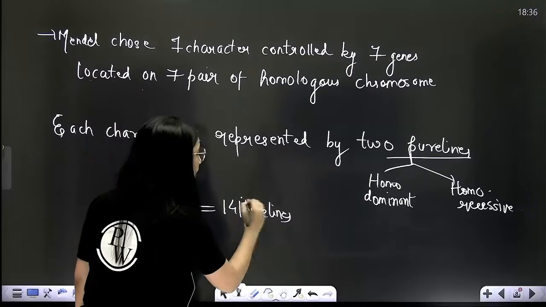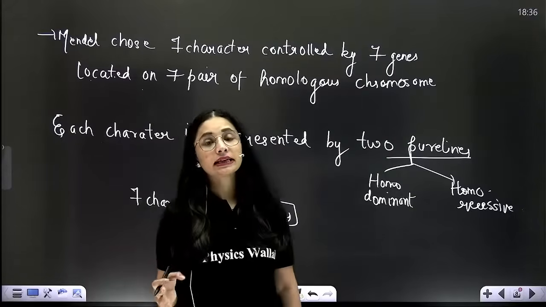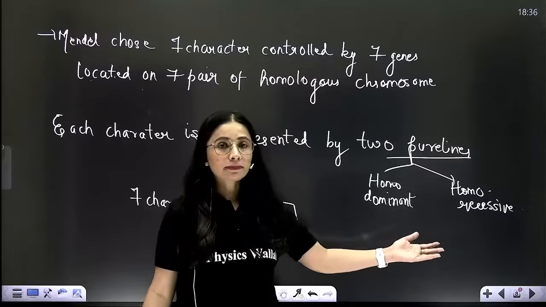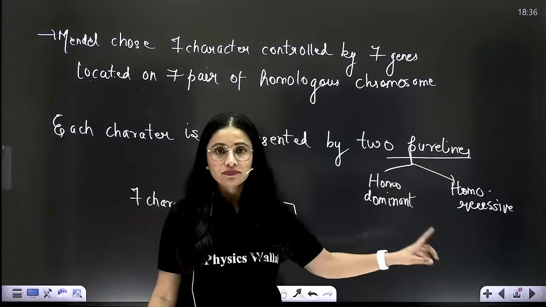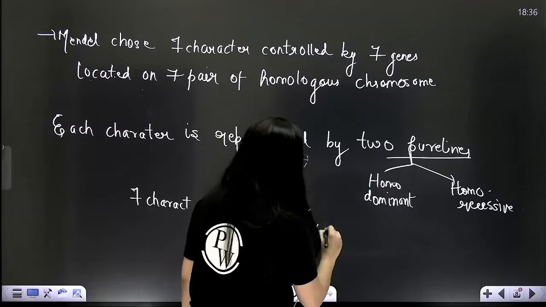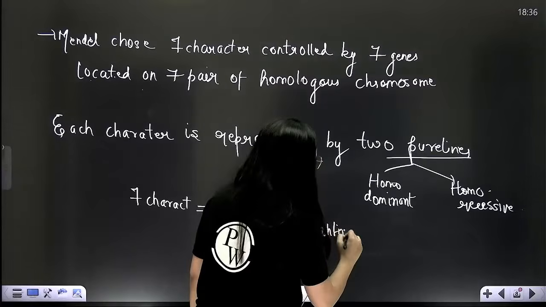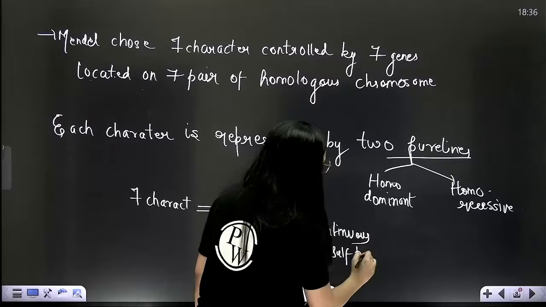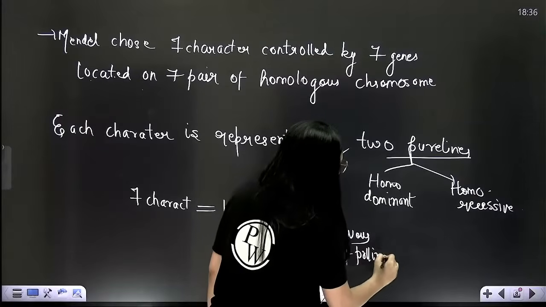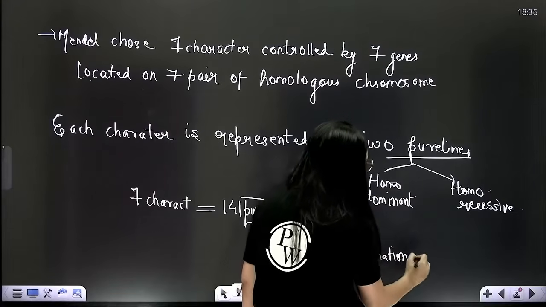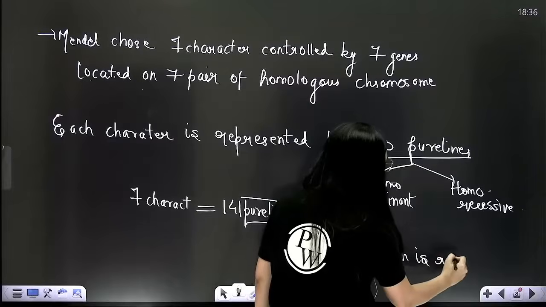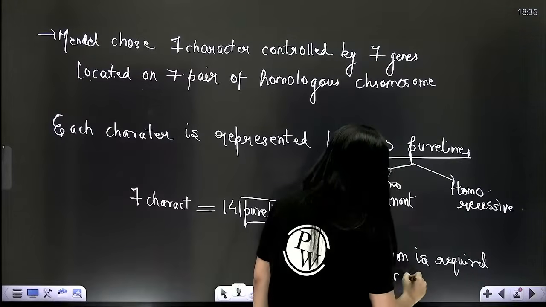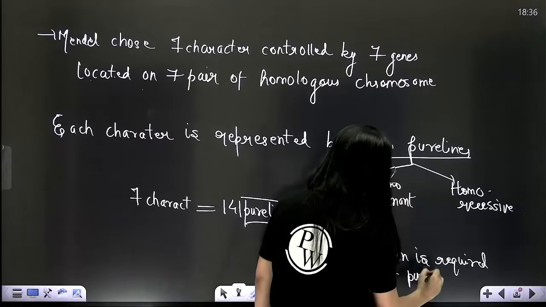And to obtain pure lines, selfing is required. Continuous self-pollination is required to obtain the pure line. So you can write this in bracket: continuous self-pollination is required for obtaining pure lines.